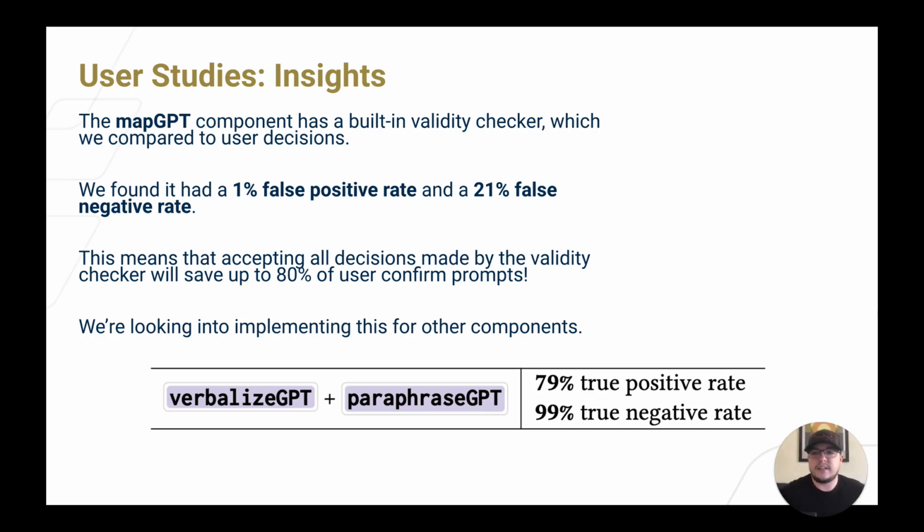And we compared that to the user decisions in the confirmatory dialogues, and we saw that it had 21% false negative, but only 1% false positive. So that means that if we were to use this validity checker based on paraphrasing to accept all of its decisions, we would save 80% of user confirmed prompts with only 1% error. And so I think that sort of thing, finding validity checkers for any of the components that have a low false positive rate that you can trust, is essential to removing the number of confirmatory steps while preserving some amount of accuracy. That's all for now.